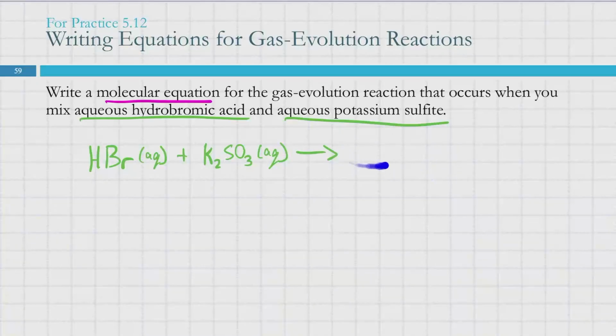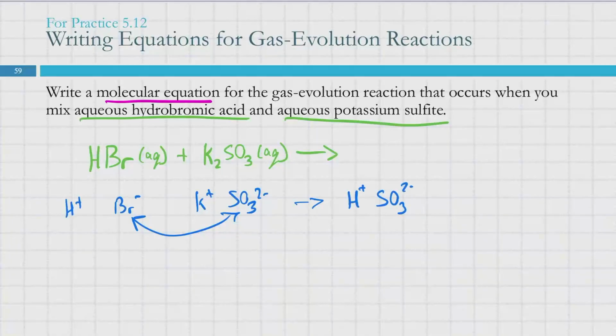To figure out what our products are, we need to swap our anions. So H+, Br-, K+, SO3 2-. We're going to swap the Br- and the SO3 2- to get the H with the SO3 2-. Swap and drop, we get H2SO3. And the other stuff is K+ with Br-, which we just combine 1 to 1, KBr.